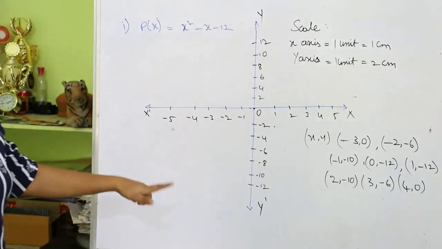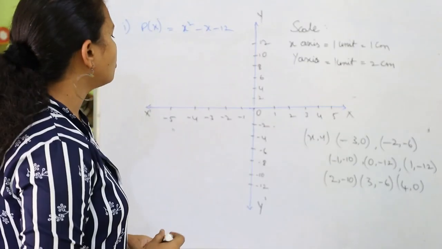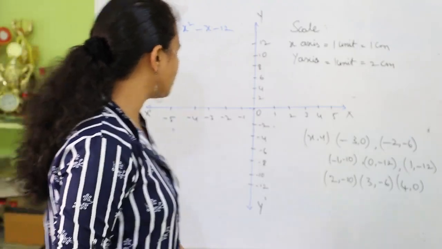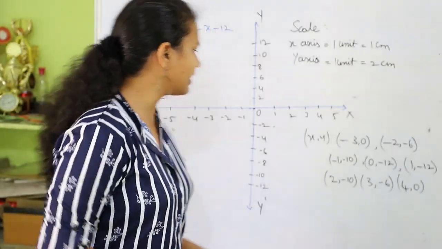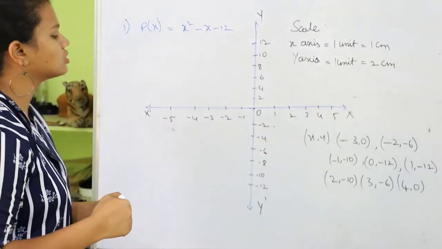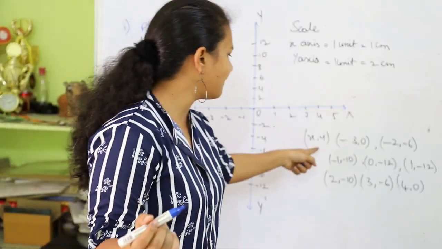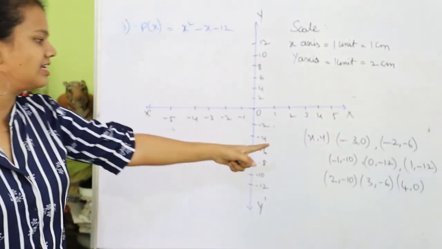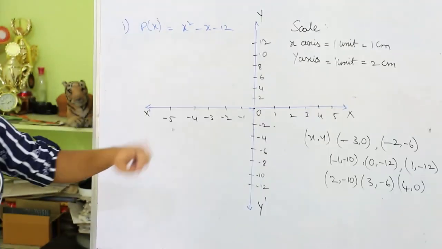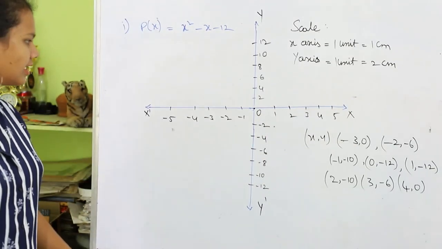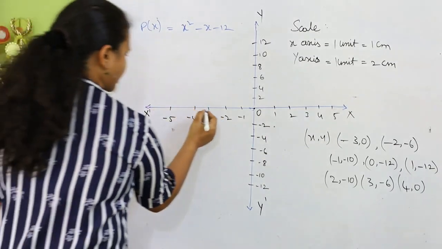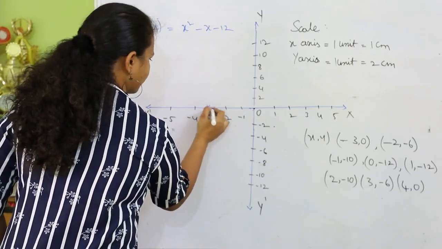Now try to mark the points on the given graph. The first one, x comma y values, where x equals minus 3 and y equals 0, so minus 3 comma 0. Minus 3 on the x-axis, and 0 over here. So this will be the first point.